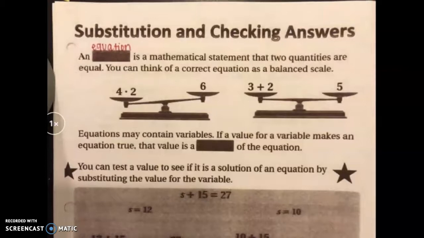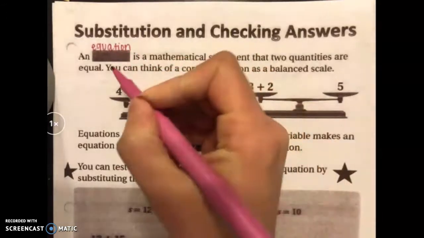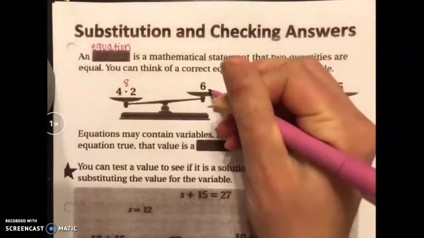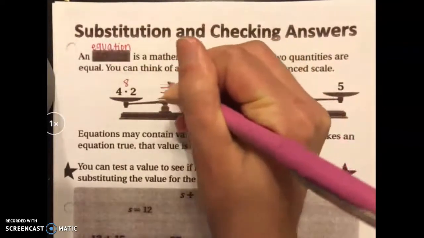An equation is a mathematical statement, so it's a math statement, that two quantities are equal. That means two things are equal to each other. You can think of a correct equation as a balanced scale. So you can see that 4 times 2 is 8. Does that equal 6? No, so these are not equal.